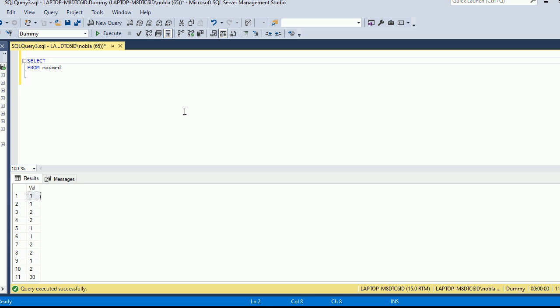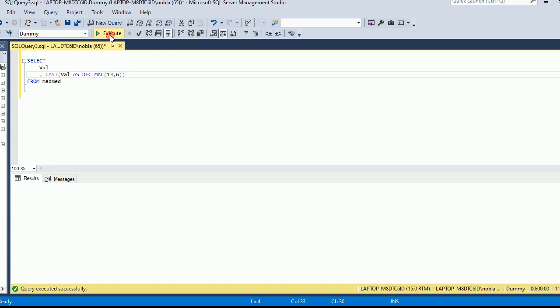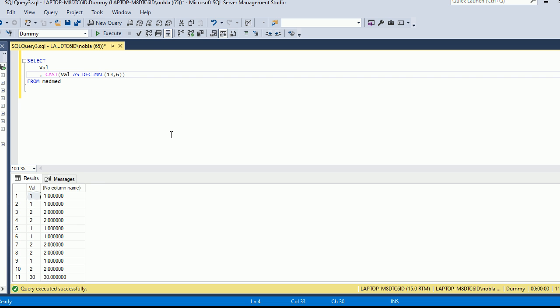For instance, the most obvious one is to just do cast, and we do val as decimal 13.6 in this case. We will use 13.6 because I believe the other ones are going to come out in a similar format, and we see that's the cast. We'll say using cast.